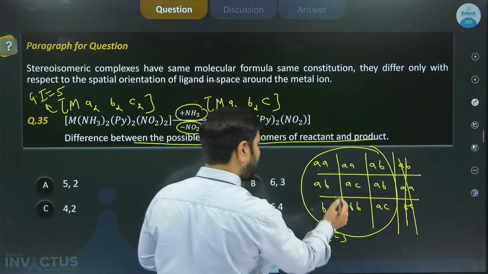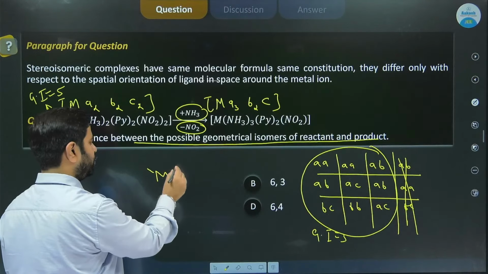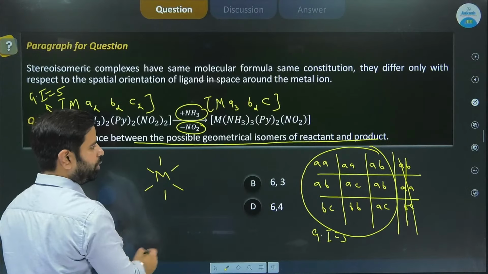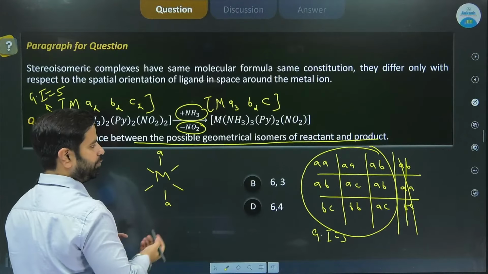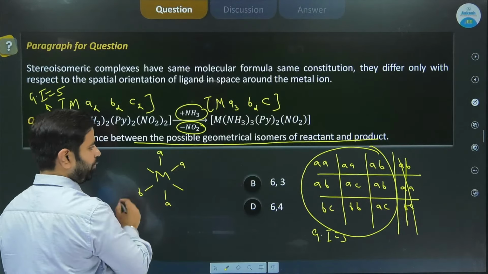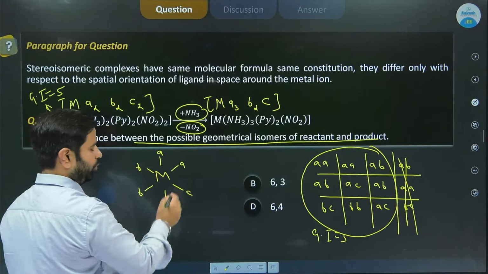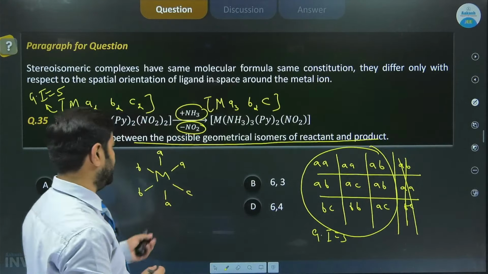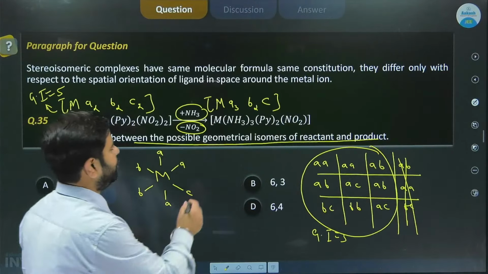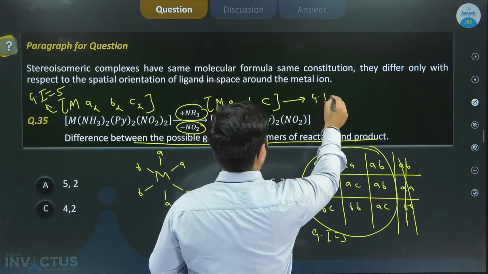And you can simply draw it. Let me draw the one isomer for you. How can you draw? These are the transposition. You can put A on any transposition, AB on any transposition, BC on any transposition. From upward to downward or downward to upward, you will get different isomers. So 3 isomers would be there for this complex.